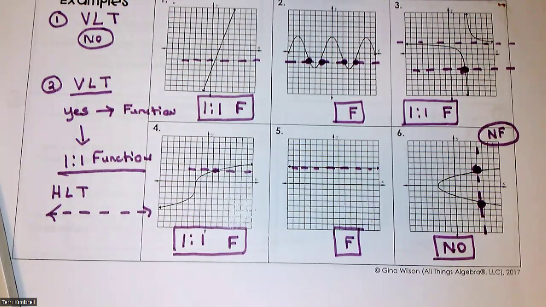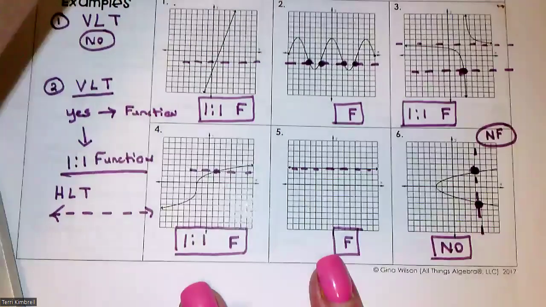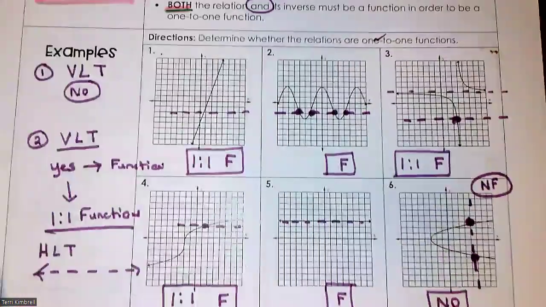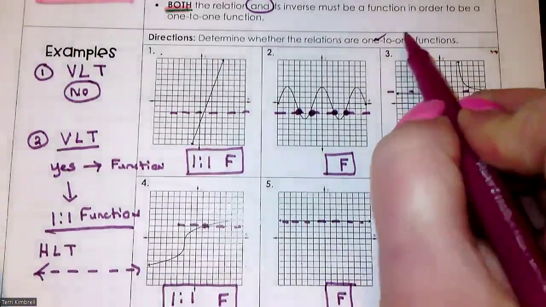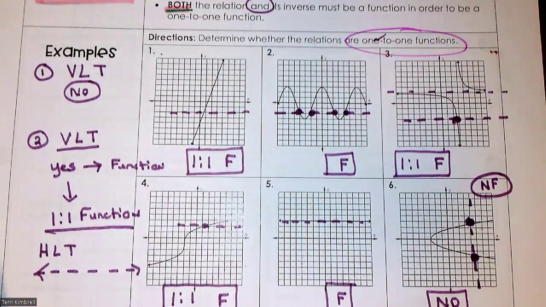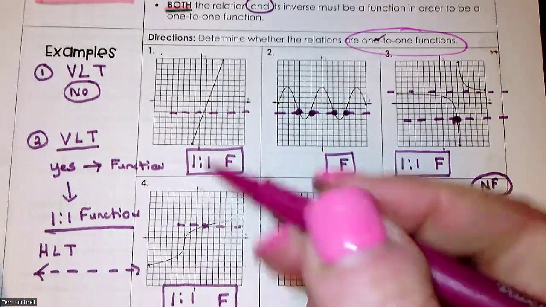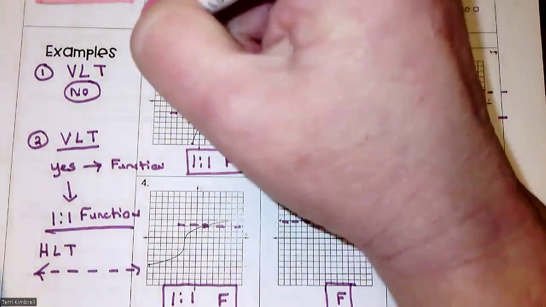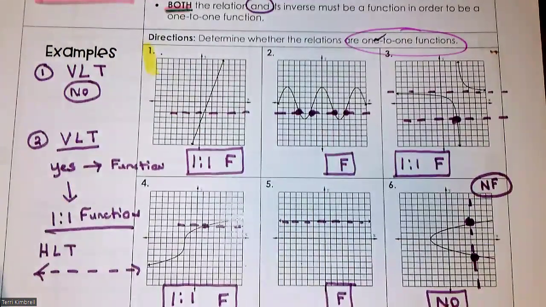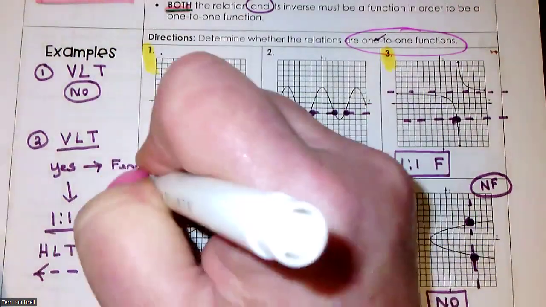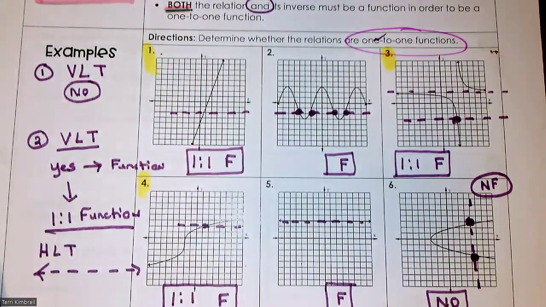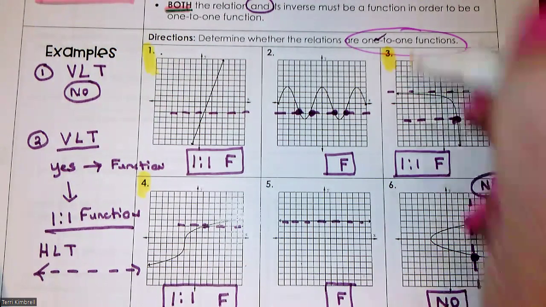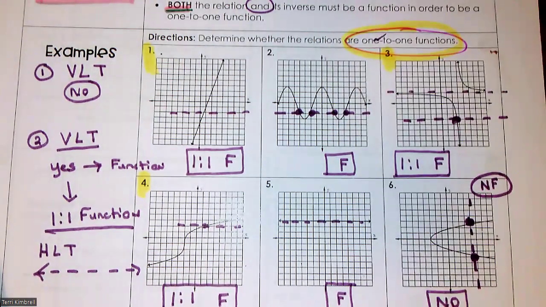Okay, so sometimes when you're doing your examples, it might ask you, is the relation 1 to 1? So if you were to answer that, you would put a yes for number 1. This one would be 1 to 1. You would put a yes for number 3, and you would put a yes for number 4. Everything else would be no if you're looking for 1 to 1.